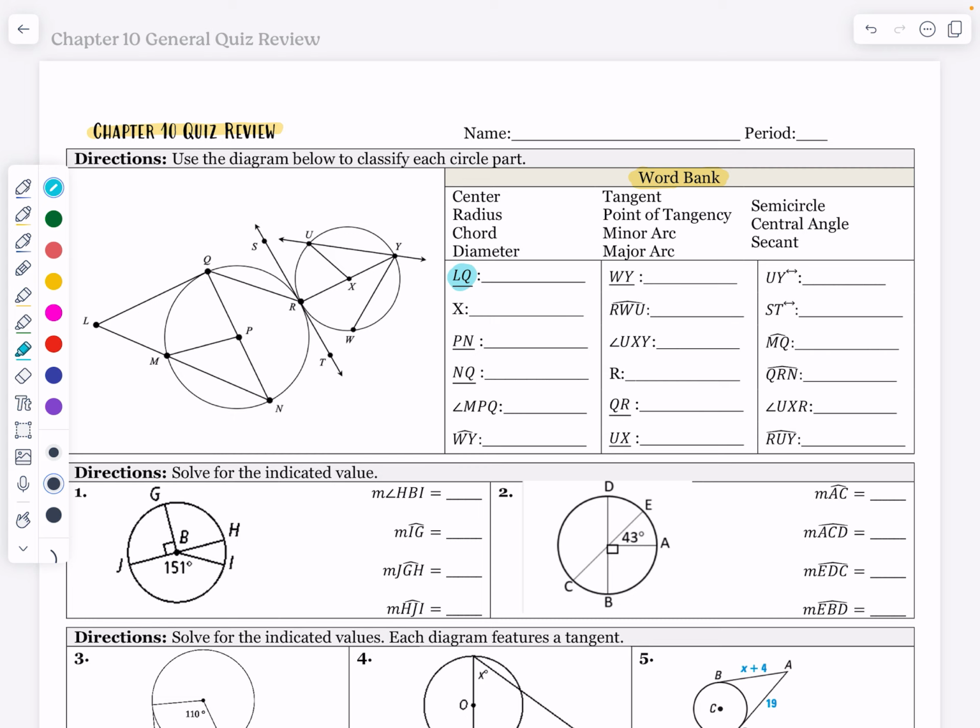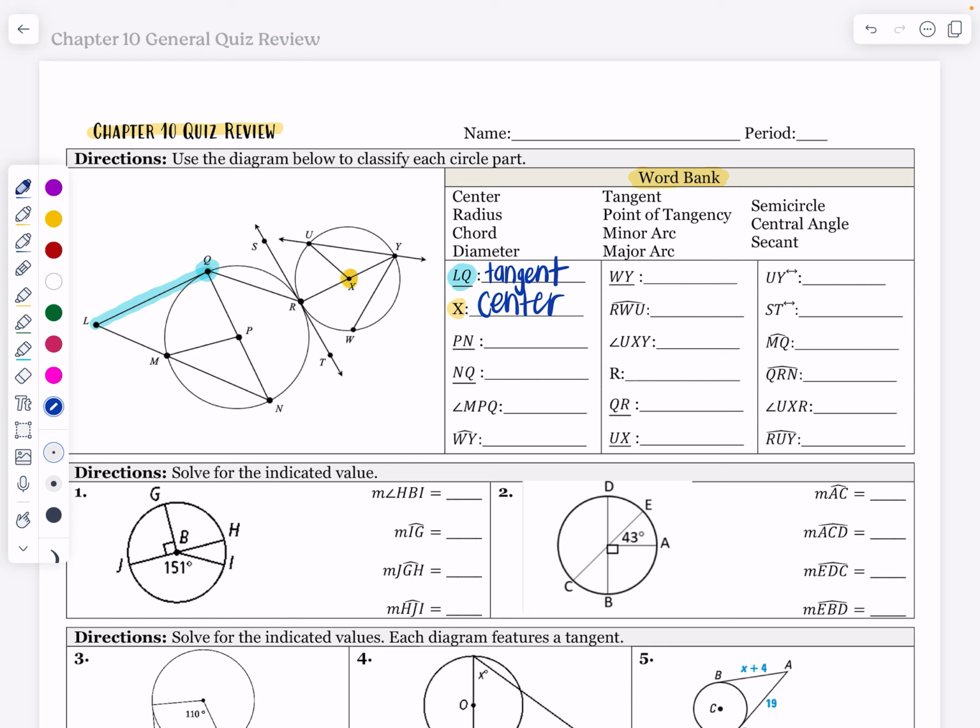So segment L to Q. Well, that segment lies on a line that is only touching the circle one time at point Q. So that is going to be a tangent segment that lies on a tangent line. So that's going to be tangent because it's only touching the circle one time. What is X? So that's only 1 point, and that is the center of that circle that is on the right. That is the circle centered at X.